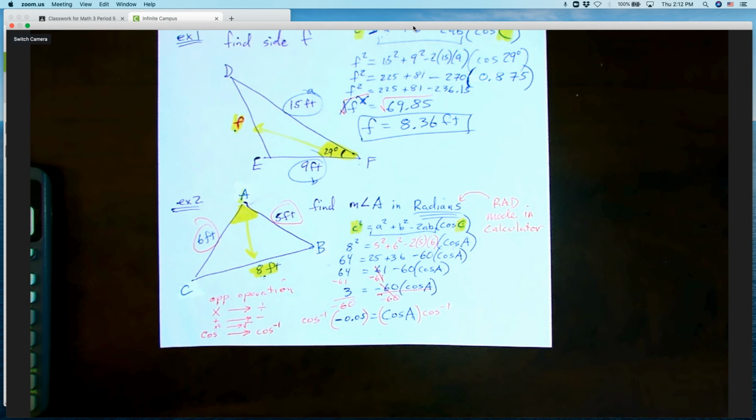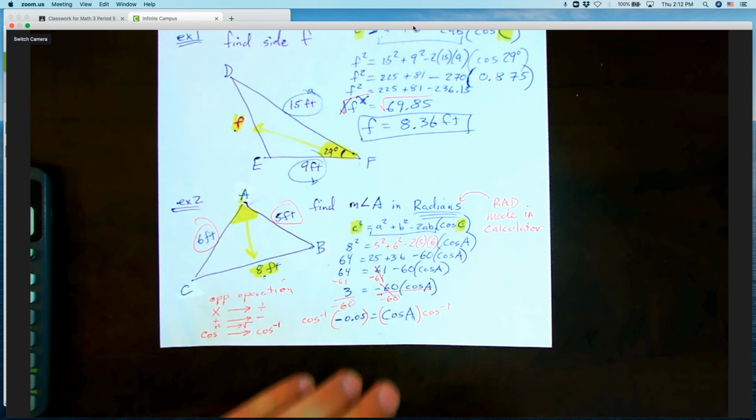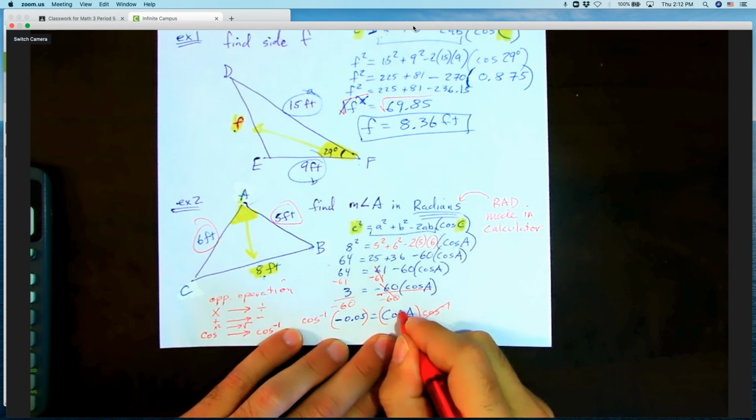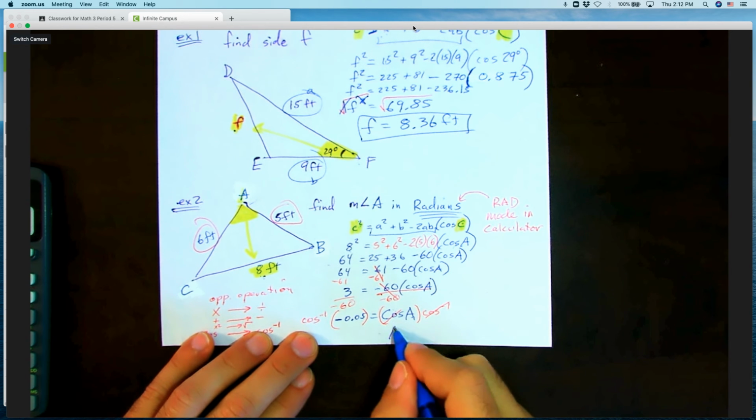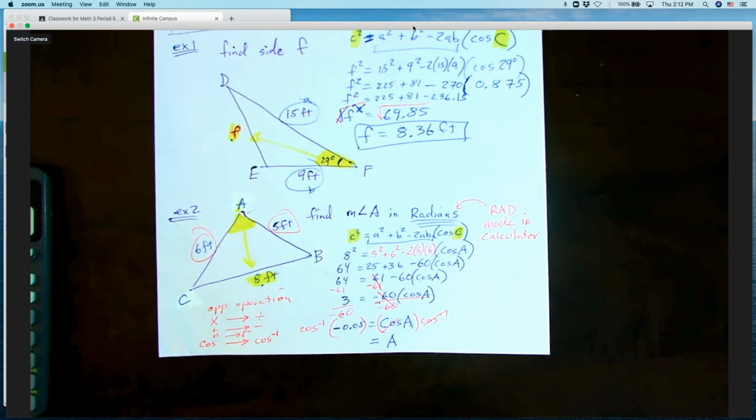So it's just like the inverse, the opposite operation. The inverse cosine of cosine, when I do that, watch what happens. It crosses out my cosines. So essentially, we're going to figure out what A is equal to if we do this part on the left side.